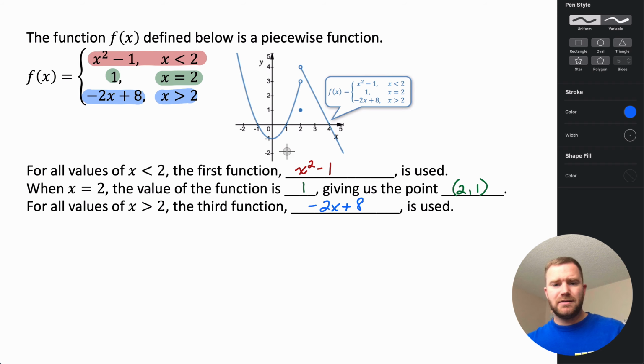Now, because this is a piecewise function, our function has to pass the vertical line test. So that means that you need to be careful when looking at these domains that your curves don't overlap, right? So they're only defined for specific portions of this domain. So you can see that our quadratic is only for x values less than 2. Our linear is only for x values greater than 2, and then we have that point there.